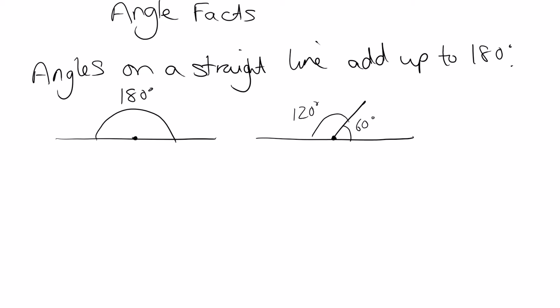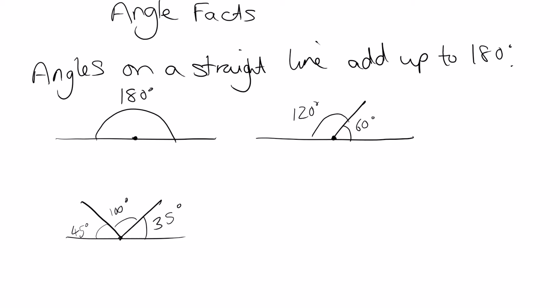Okay, but we're not limited just to two angles. We could also, again with a point, have three angles. So let's say that we've got 100 degrees and we've got 35 degrees. Then we could work out that the last one has got to be 45 degrees, so that they all add up to 180 degrees.